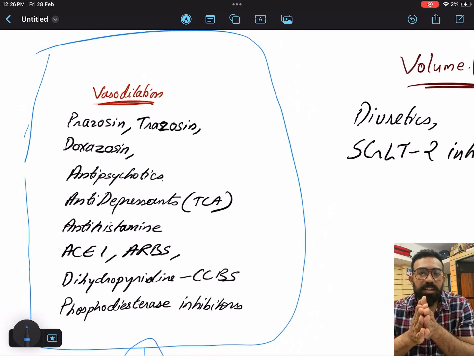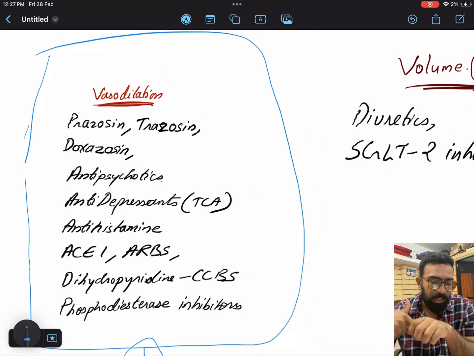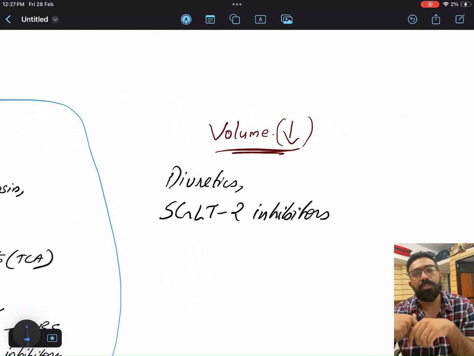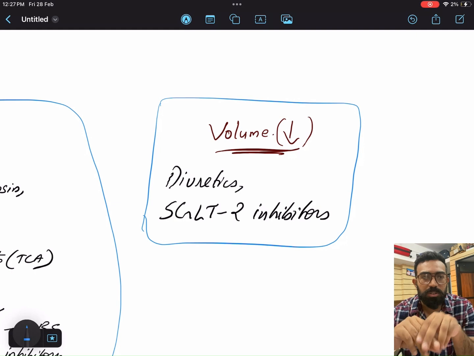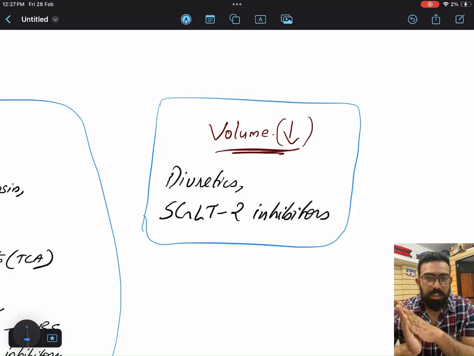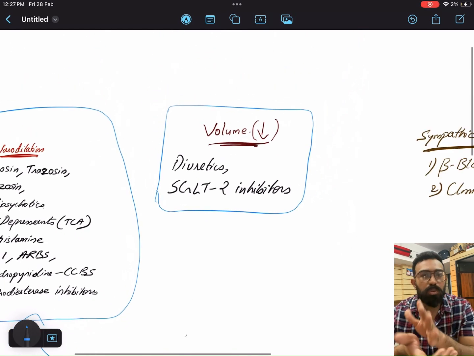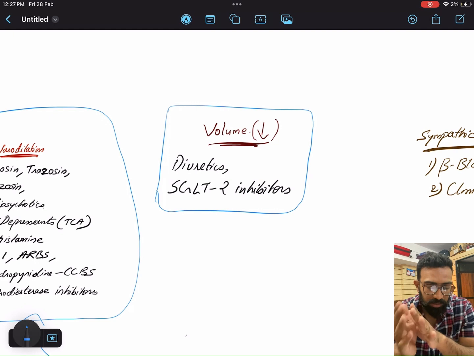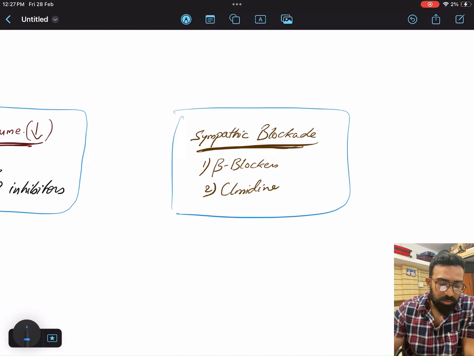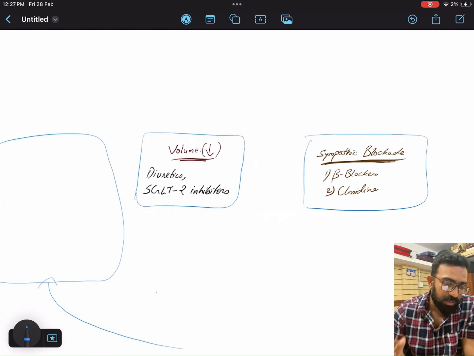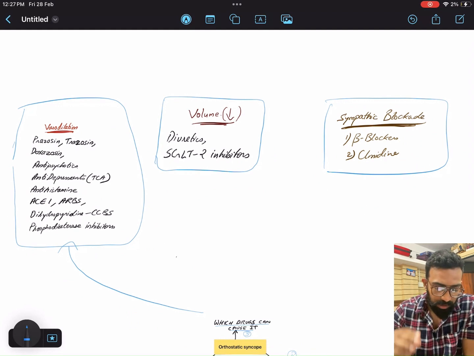Similarly, any drug which is causing volume depletion, which is commonly your diuretics and SGLT2 inhibitors, which are used for diabetes mellitus, can also cause orthostatic syncope. And any drug that is causing blockade of the sympathetic nervous system will make the person prone to orthostatic hypotension or orthostatic syncope. I have written beta blockers and clonidine. So note down these drugs. You need to remember this list. If the patient is taking these drugs, he is prone to develop orthostatic hypotension.